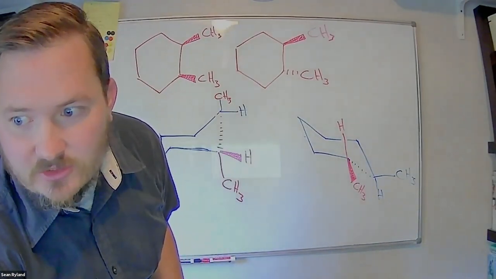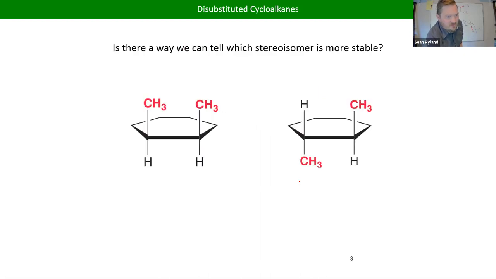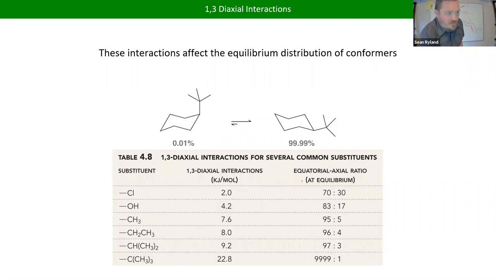Let me go back to the share screen though. They're not interacting with each other because they're always kind of pointed away from each other. Either one's axial, one's equatorial, or they're both on opposite sides of the ring. But if you go back to this one that had the numbers here, each methyl group, when it has those diaxial interactions, was at 7.6 kilojoules per mole less stable. And that would give us a 95:5 ratio.